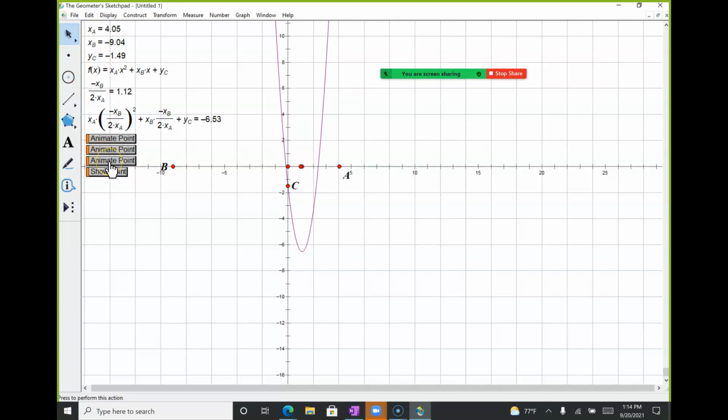Yeah. What happens when I move C? When I move C, remember it's ax squared plus bx plus c. I'm adding a y value, I'm adding something to the outside. So if I add a negative, it moves the whole graph down. If I add a positive, it moves the whole graph up.